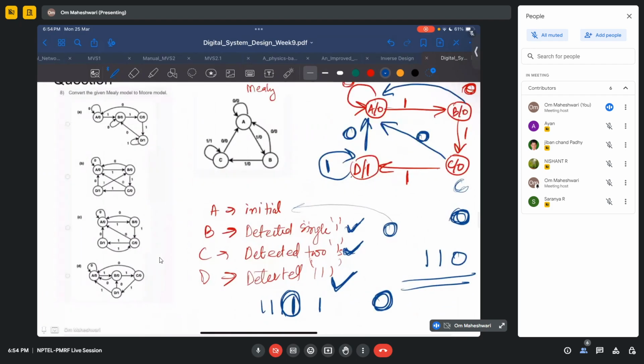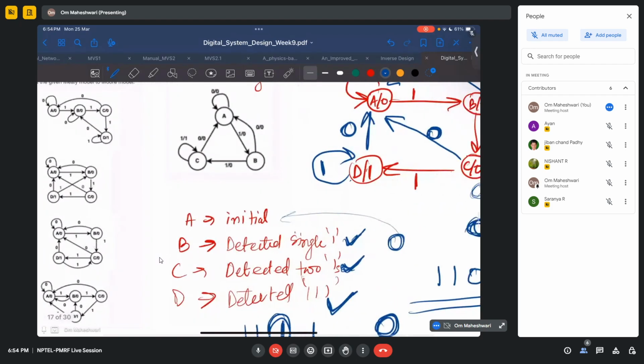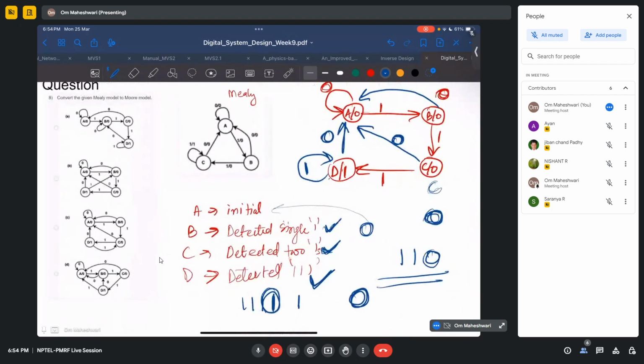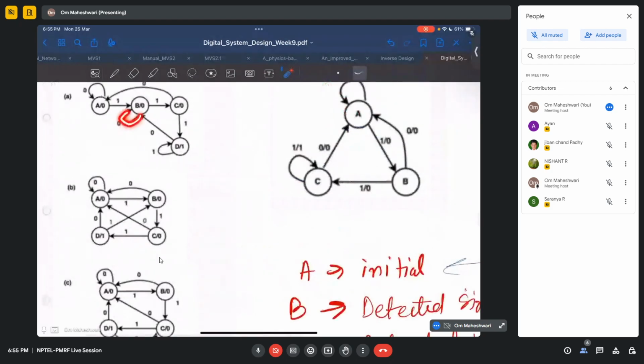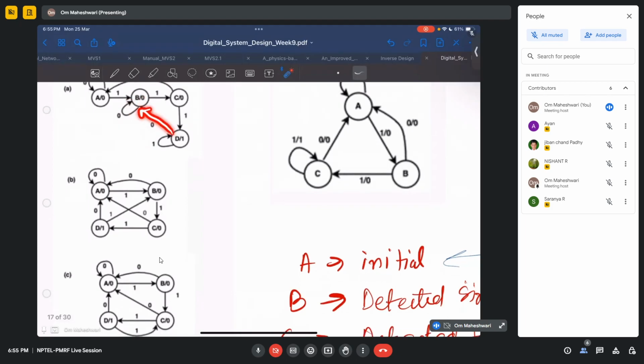So one thing to eliminate the options is that whenever we get a 0, all our sequence is lost. We will have to go back to the initial state. So getting 0 and staying there is incorrect. And if you get 0 going to B instead of A, that is also incorrect. B means you have detected a single one.